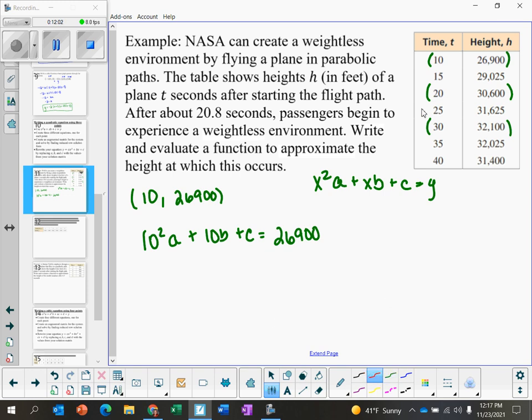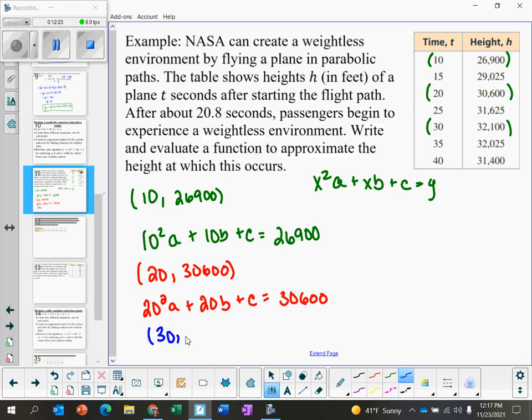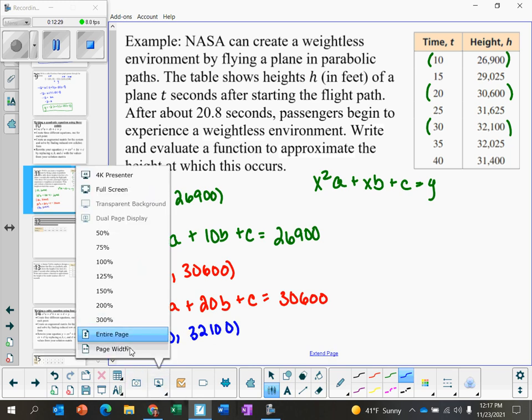My next point was 20, 30,600. So that's going to be 20 squared a plus 20b plus c equals 30,600. And then my last point was the 30, 32,100. Let's switch it to this.